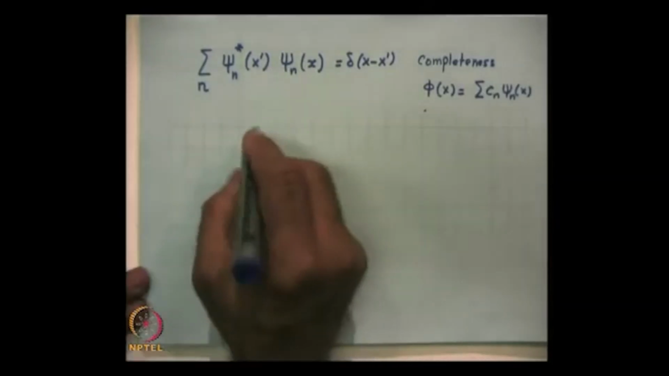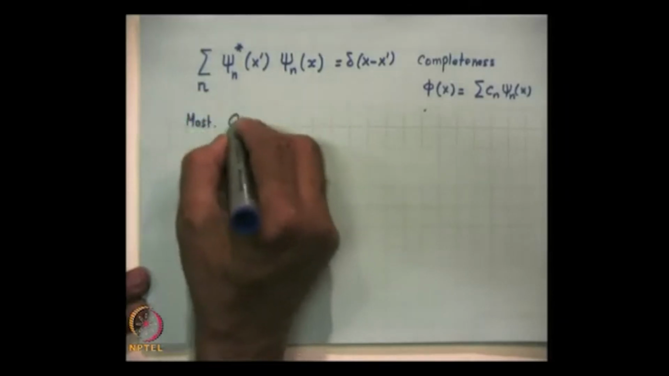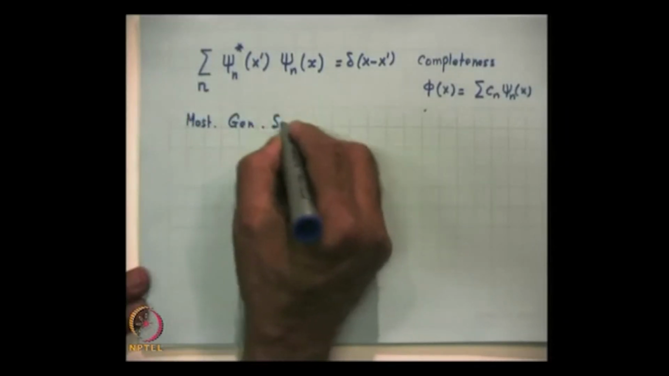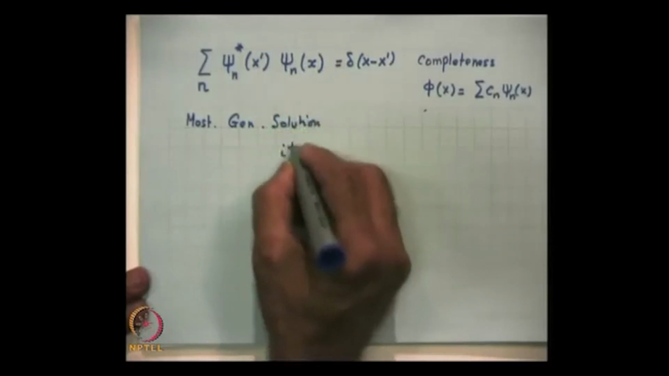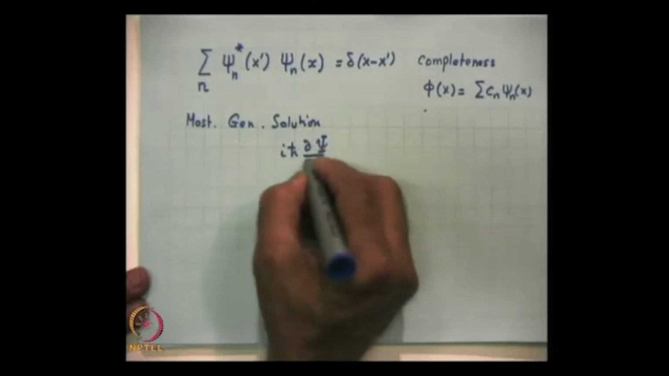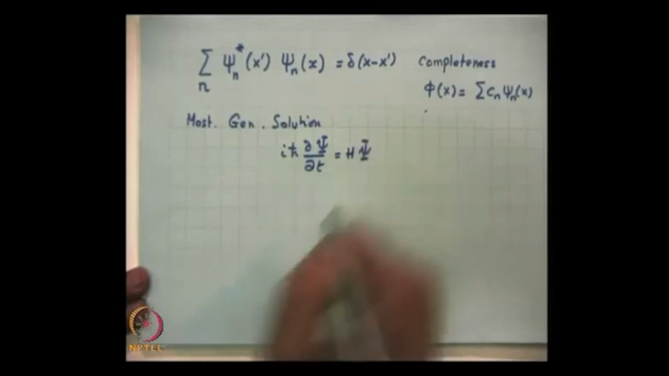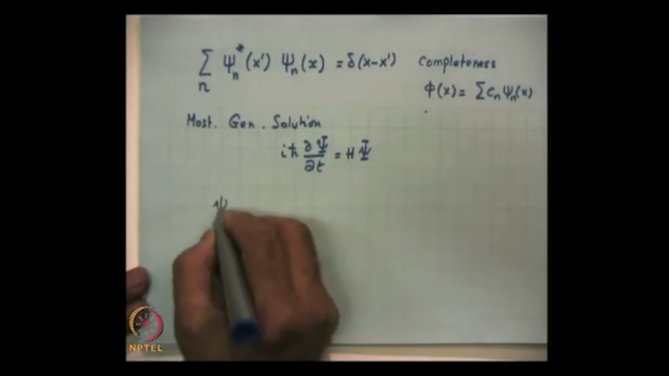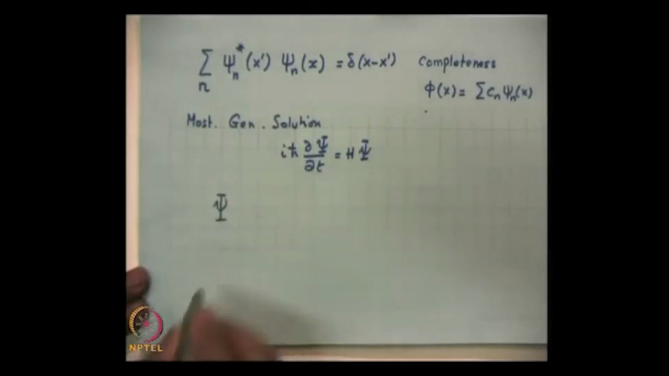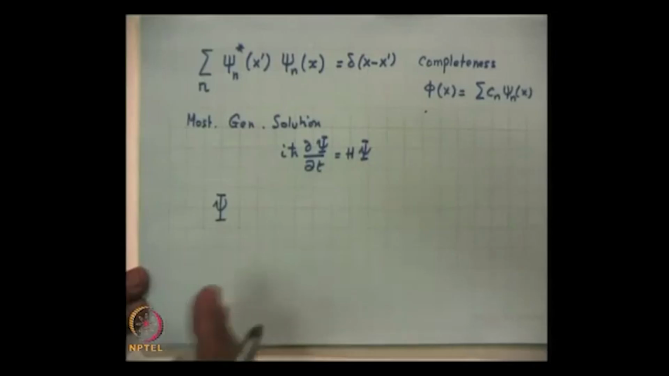And therefore, the most general solution of the one dimensional Schrodinger equation, that is i h cross delta psi by delta t is equal to H psi, where H corresponds to the linear harmonic oscillator problem, will be given by psi. When I write capital psi, that means it is a function of x and time. When I write small psi, then that is a function of x only.